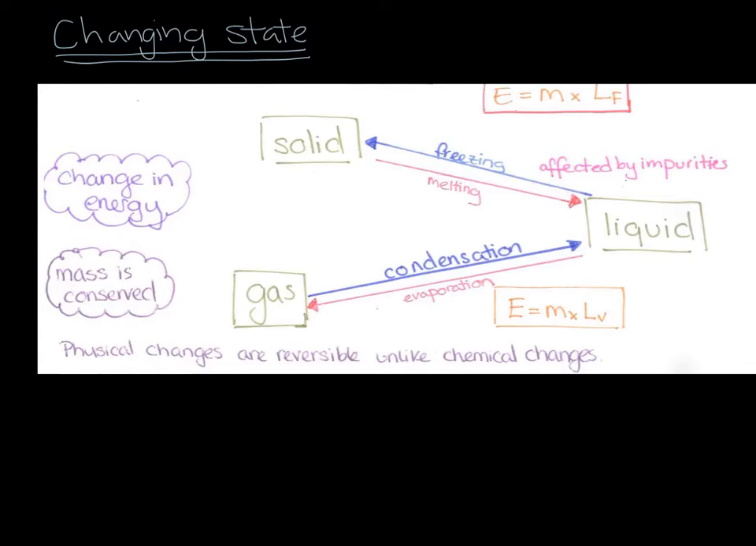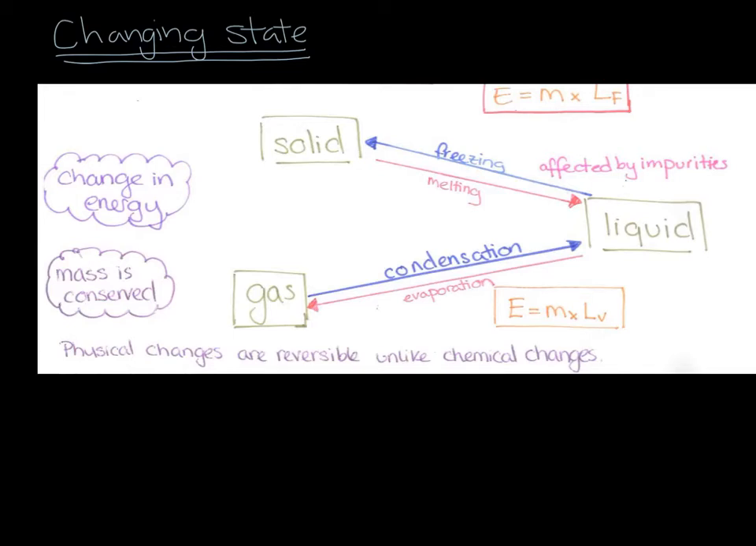Now remember that changing state is a physical change. So if we change from a solid to a liquid, that's a physical change, and they are reversible. I can change from a solid to a liquid, and I can change back from a liquid to a solid. They are reversible, unlike chemical changes. Chemical reactions, the ones that you see in chemistry, are chemical changes, and they're not reversible. But physical changes, changes of state, are reversible.